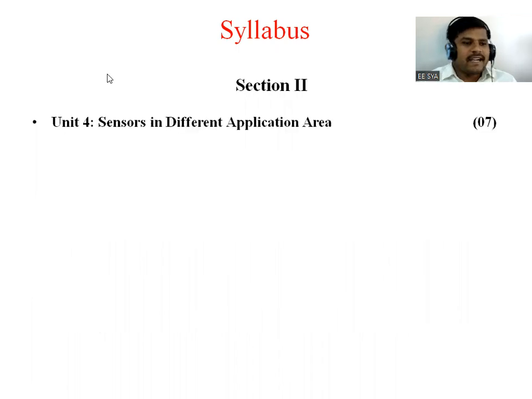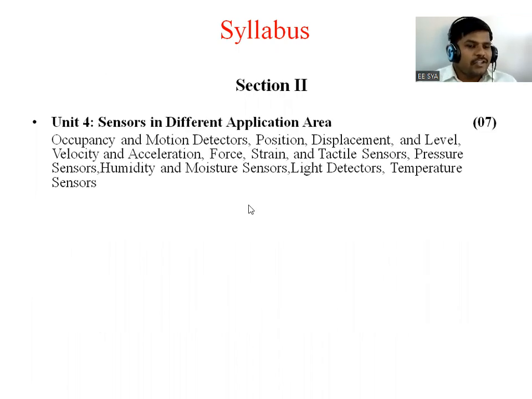Right. In the second section, there is unit number 4, sensors in different application areas. We want to understand that there are different application areas and which types of sensor can be used. Suppose occupancy and motion detection: which types of sensor are suitable, and which can be used according to this application.